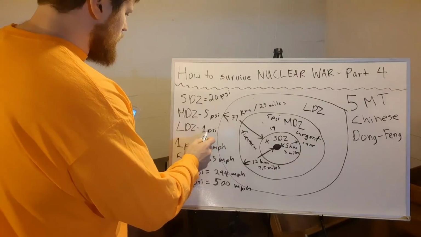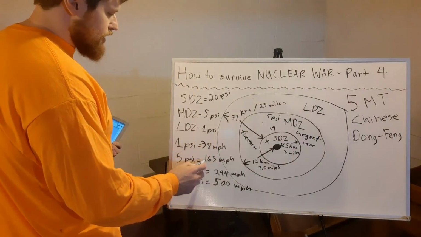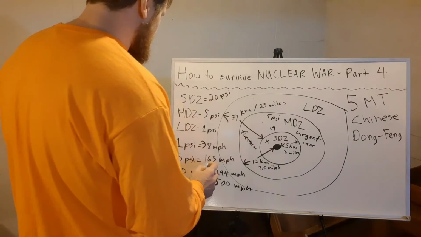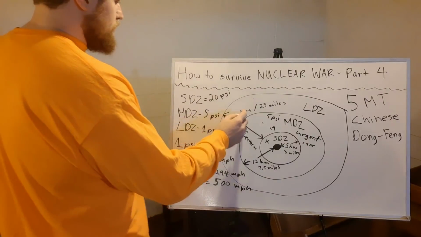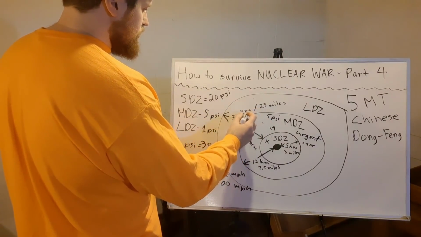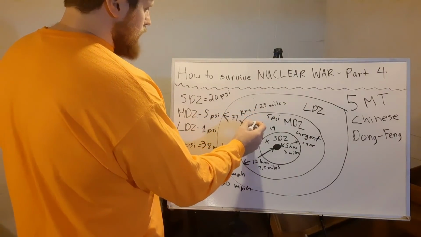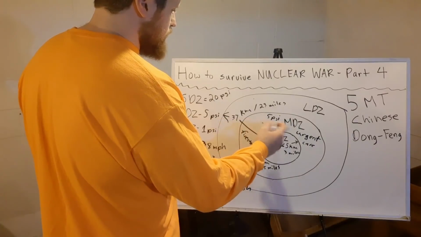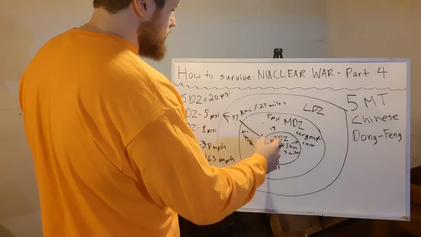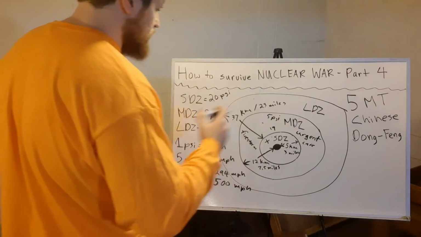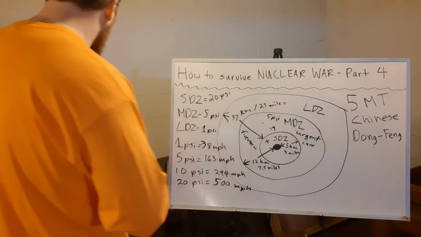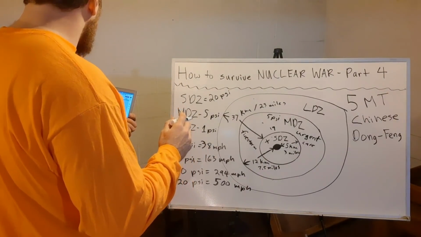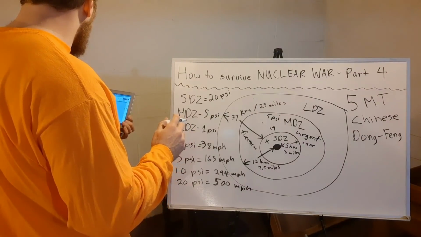Again, the light damage zone is 1 psi up to 5 psi, so 38 miles per hour to 163 miles per hour. You could possibly rupture your eardrums within the light damage zone. In the MDZ, there is at least a 50% chance or greater of rupturing your eardrums, and in the SDZ, obviously you're going to rupture everything. So the light damage zone is the area where glass windows can be broken with enough force to injure those near them.